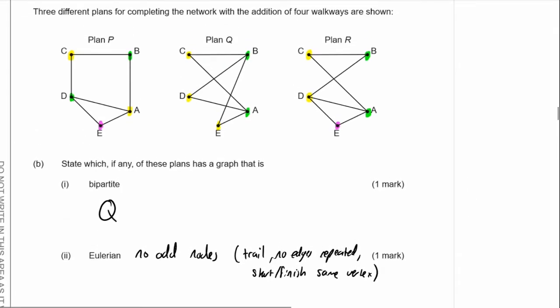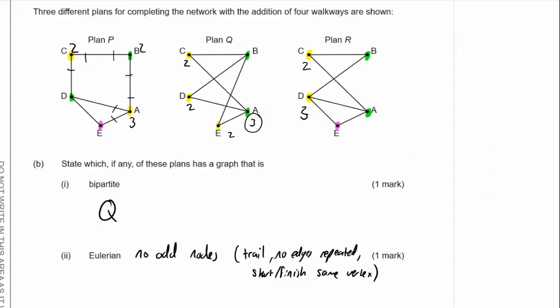So let's go and count the edges. So C has got 2 edges coming out of it. B has got 2 edges. A has got 1, 2, 3. So straight away, we have 1 odd node, or at least 1 odd node, so we can stop with plan P, because it won't be Eulerian. We'll do plan Q next. So this one's got 2 edges, 2 edges. A's got 3 edges. Because it's got a degree of 3, we can stop now, because it's not going to be Eulerian. C is 2, D is 3, so we can stop there.